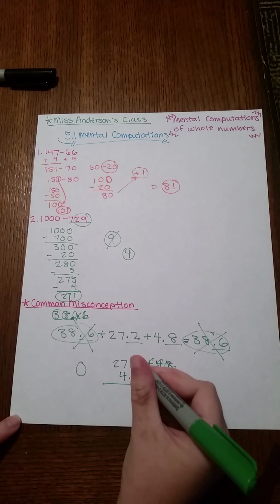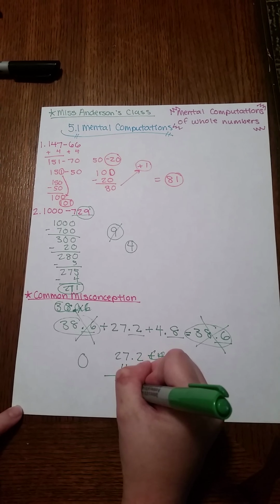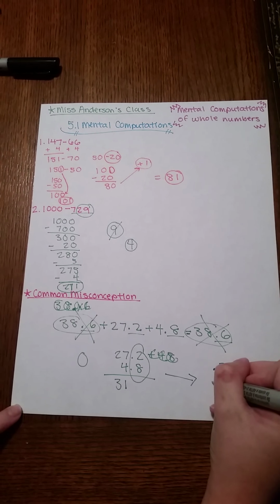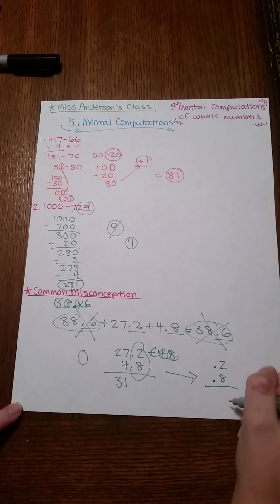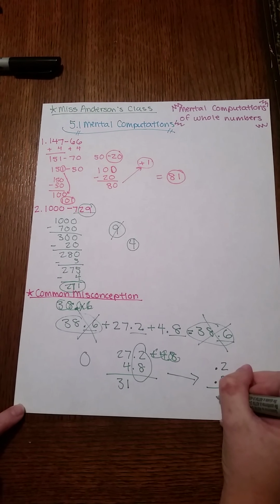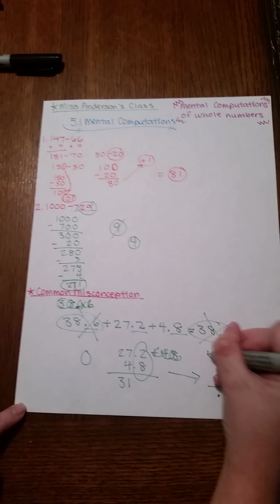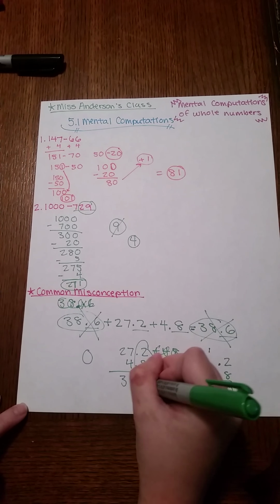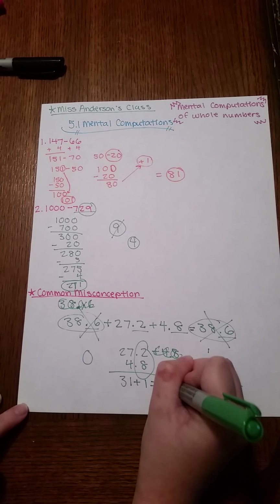We have 27 plus 4, which equals 31. And then we're going to take the decimals and separate them and play with them. We know that 8 plus 2 is 10. So we're going to follow our decimals. We're going to bring this up and drop it down. This is 1. So 31 plus 1 equals 32.